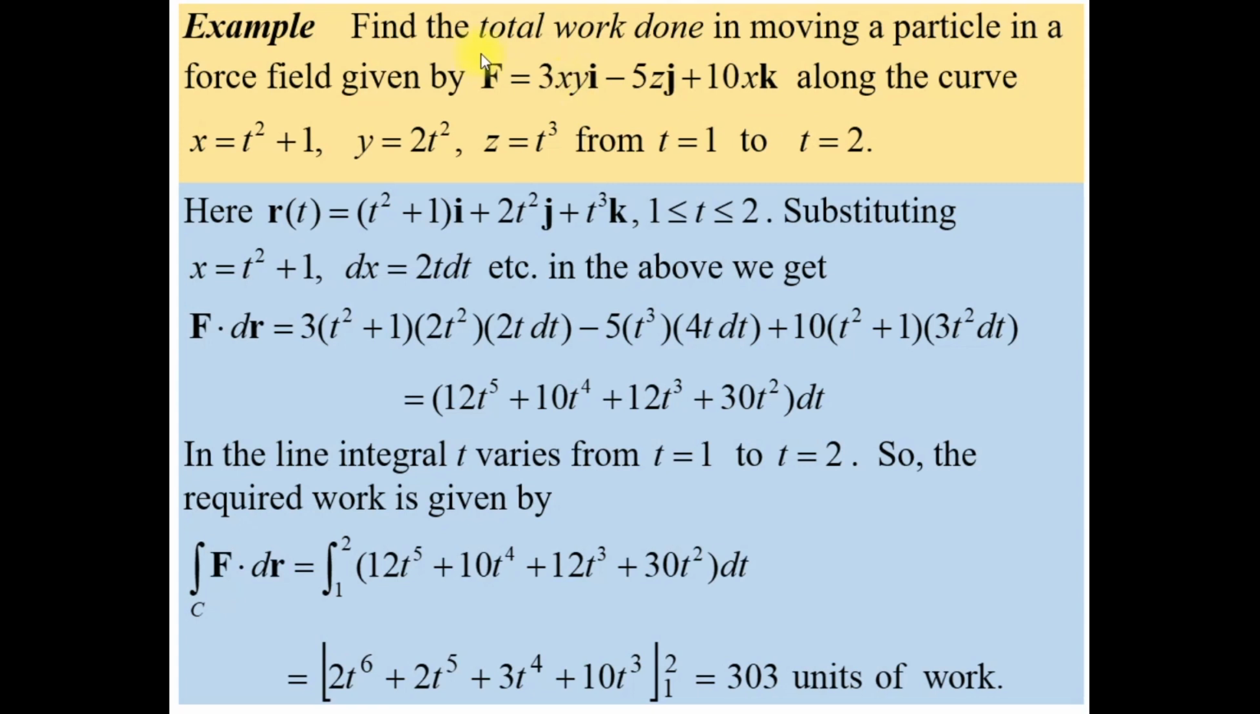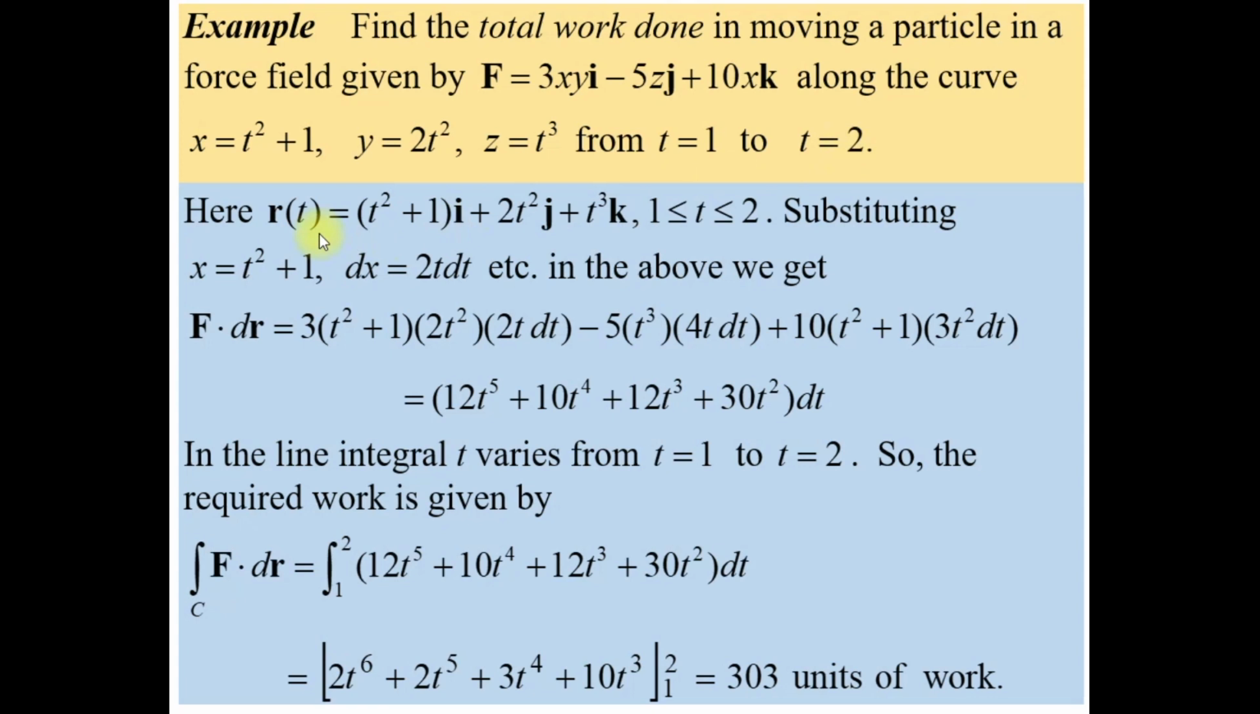As another example, we find the total work done in moving a particle in a force field given by the vector field F = 3xy i - 5z j + 10x k along the curve with the parameterization x = t² + 1, y = 2t², z = t³ from t = 1 to t = 2.